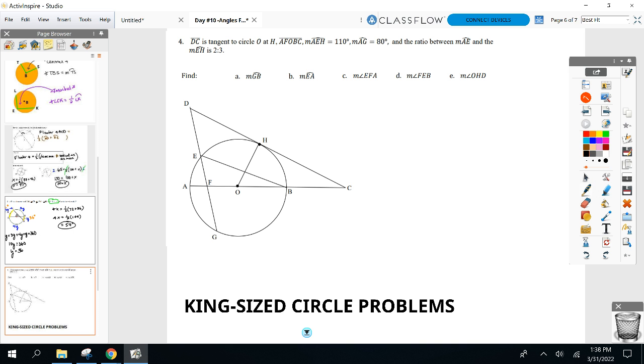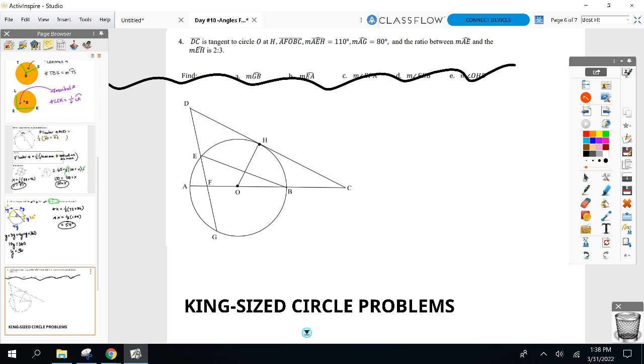First thing I'm going to tell you with these king size problems, I don't care about what they're asking for. This right up here, A through E, don't care right now. I need your help finding as many arc measures as possible. If you can find every arc measure, you're golden in these king size circle problems. Find the arc measures first if you can. So let's see if you can help me find all the arc measures.